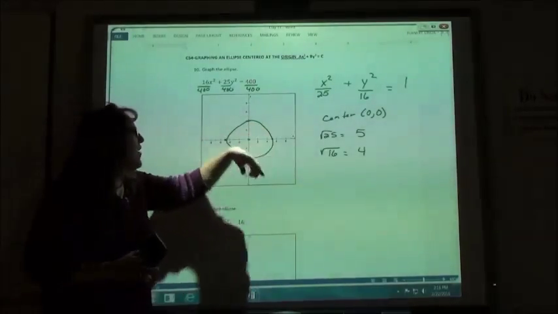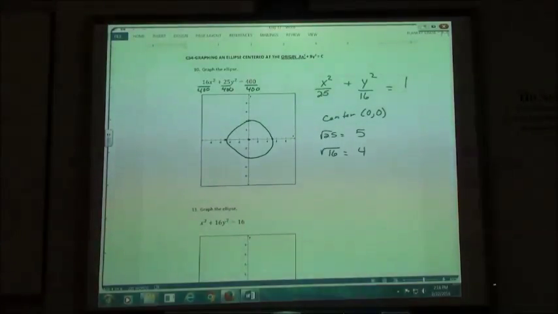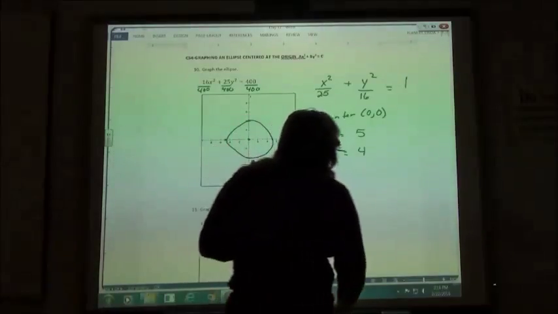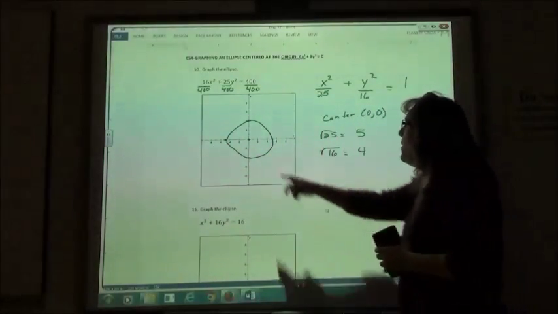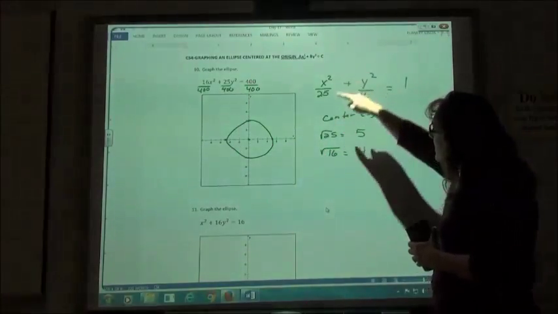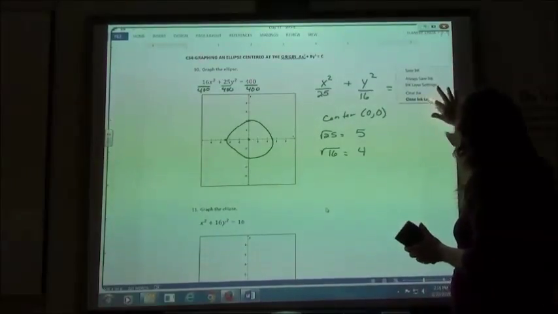My vertex was 5, my co-vertex was 4, and so my answer looks something sort of like that, if I could draw an ellipse. So really the whole thing you're going to do is just divide by whatever your n number is to get it into standard form, and then do it like we did the previous problems.